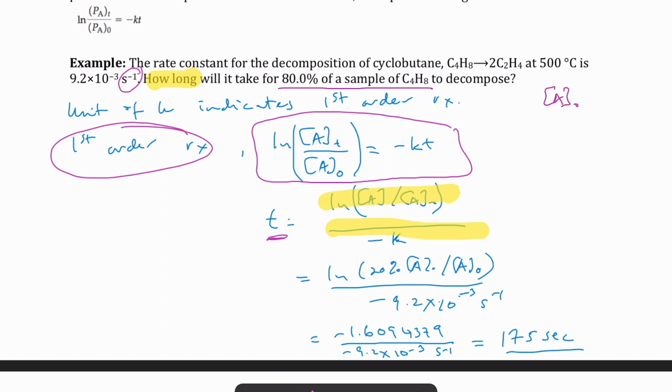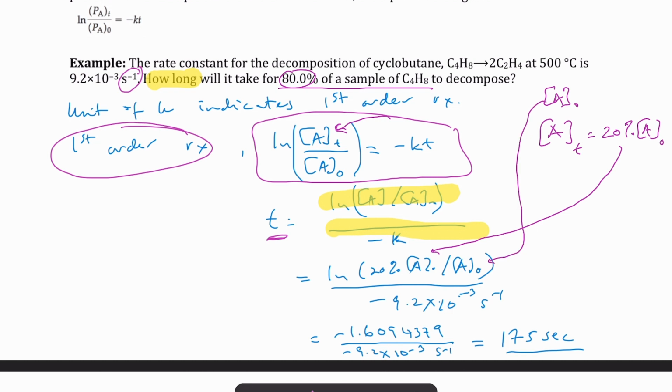And after that amount of time, 80% of it has decomposed. Here's where you have to remember the meaning of that variable A. A here represents the concentration at time t. So it's the concentration of the reactant that's left at that time. So if 80% of it has decomposed, that means that the A at time t must only be 20% of A naught. Okay, now what I need to do is substitute those into the equation.